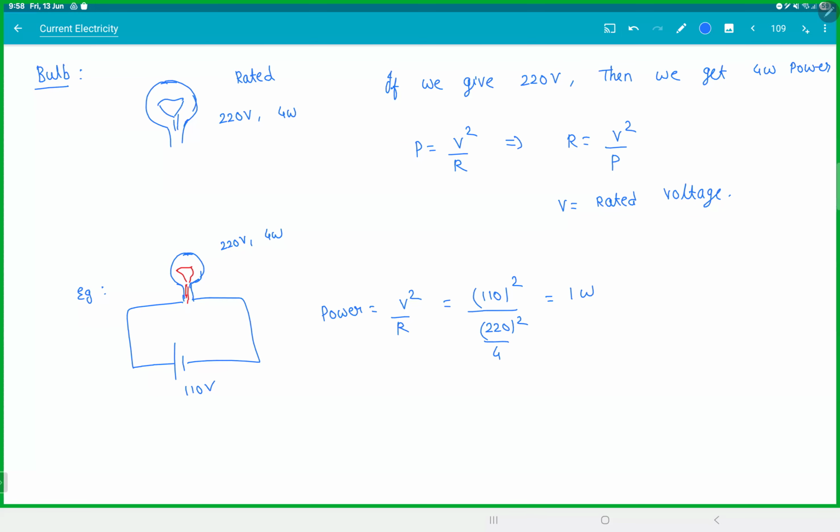Okay? It doesn't mean it will not work at 1. It will work at 1 and give less brightness. I can even put 440 volts. It will give you 4 times the brightness. So the bulb has no issue as such. It will work at any voltage. But it won't give you 4 watts anymore. Clear with the concept, the meaning of rated voltage?